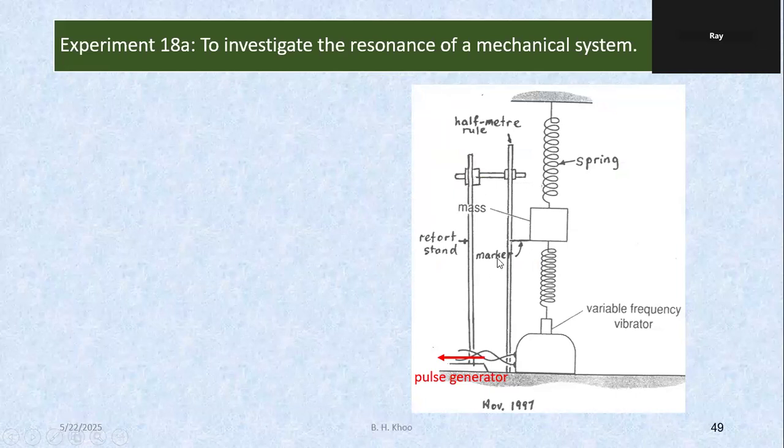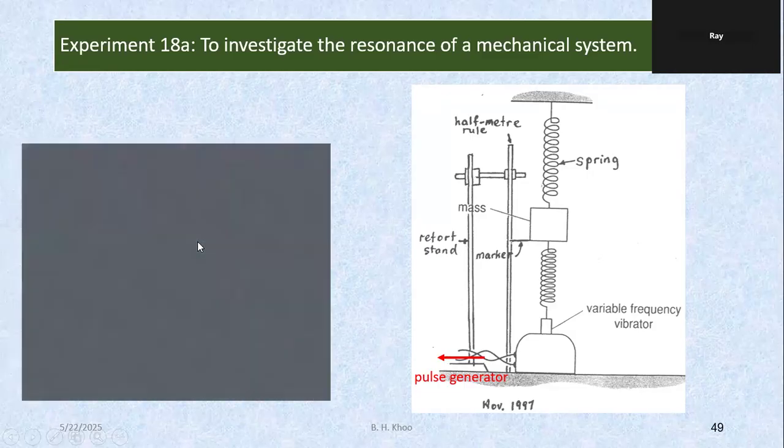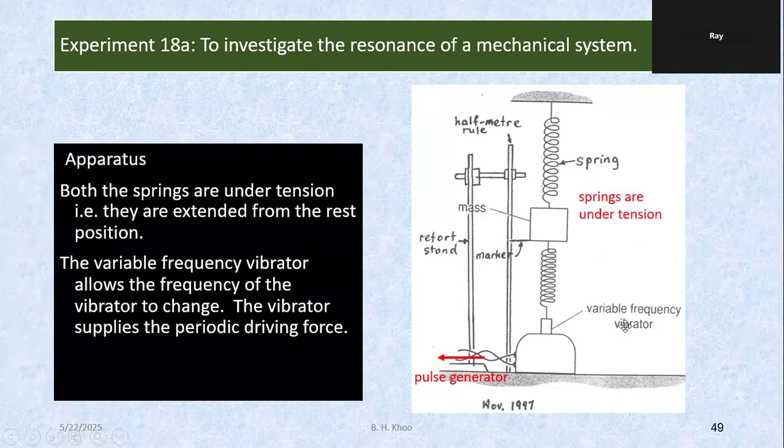Okay. Have you all done this experiment? That is your spring. This one is taken from the past year paper, November 1997. That's your spring, the block of mass, half meter rule, a marker pin, and the retort stand. Variable frequency vibrator. Both springs are under tension as they are extended from the rest position. The variable frequency vibrator allows the frequency of the vibrator to change. You change the frequency using the power generator.